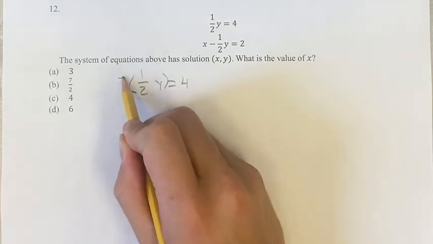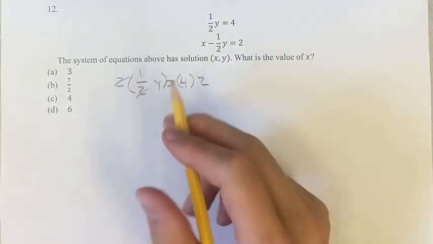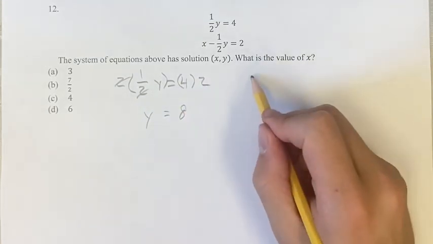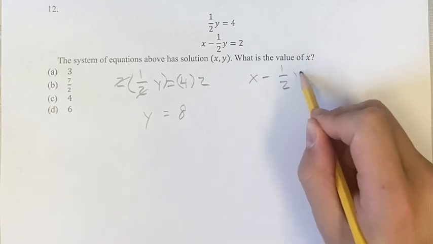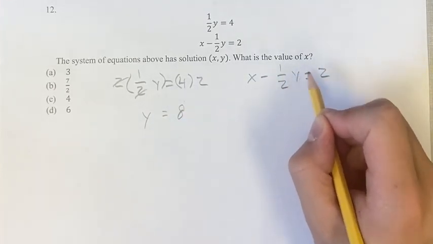If we multiply both sides by 2, these 2's will cancel. We're left with 1y. So just y is equal to 4 times 2 is 8. And then we have this other equation, x minus 1/2 y is equal to 2. Well, we know y is equal to 8, so we can just plug in 8 right here.